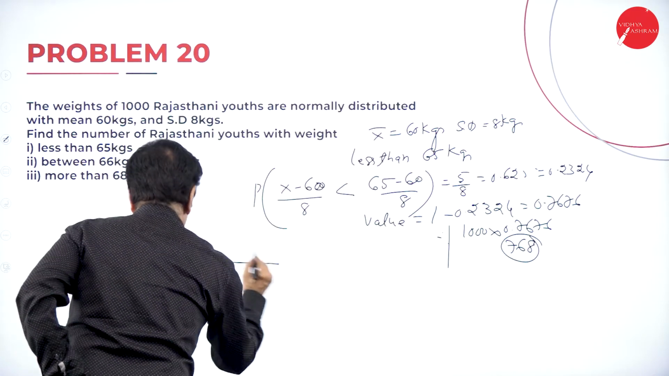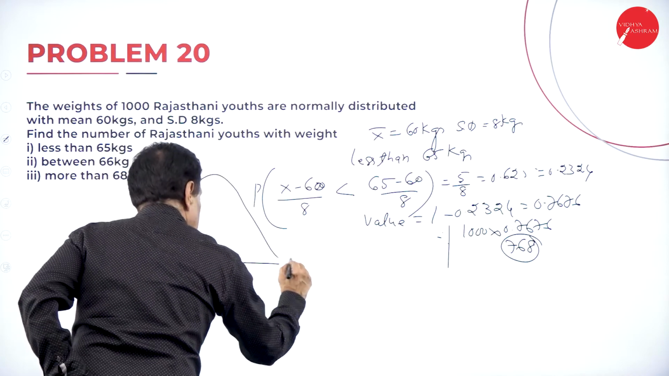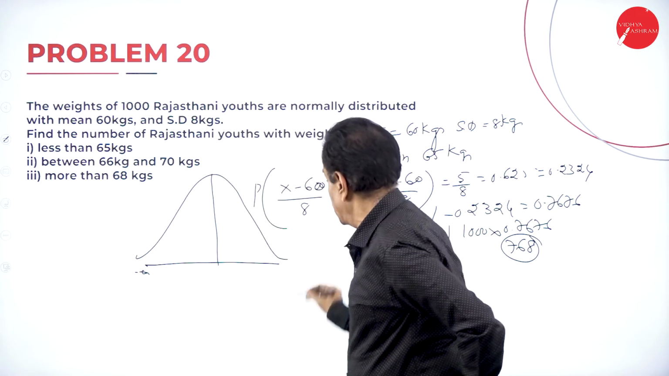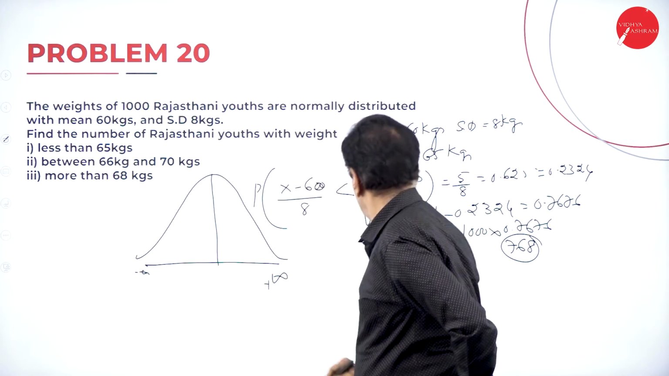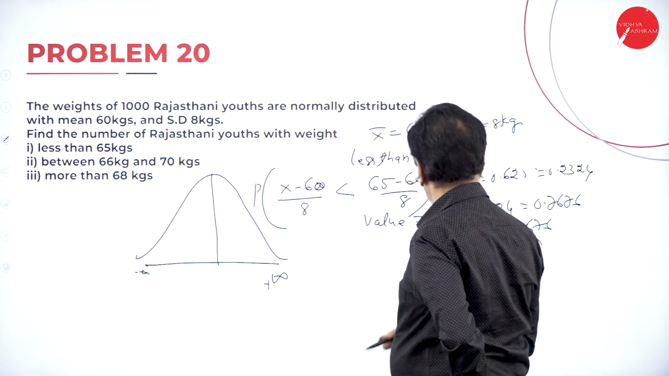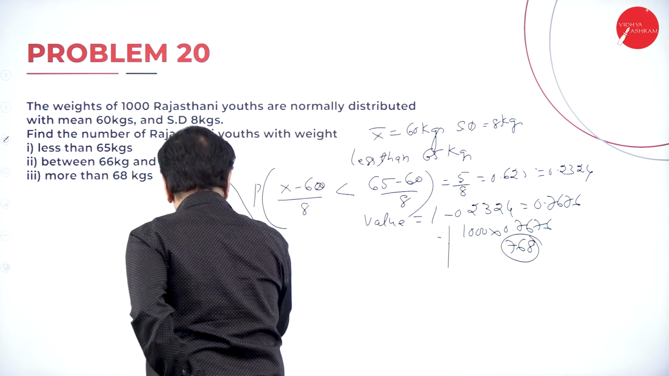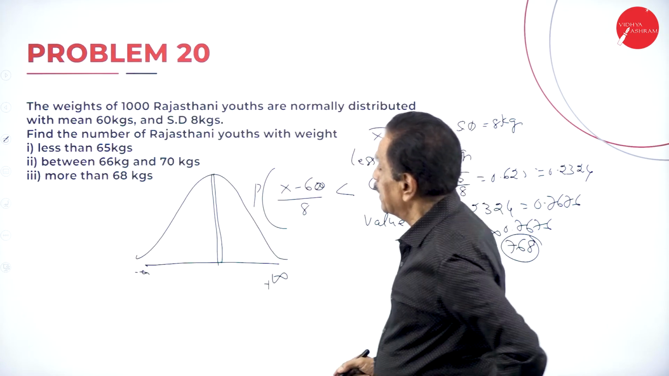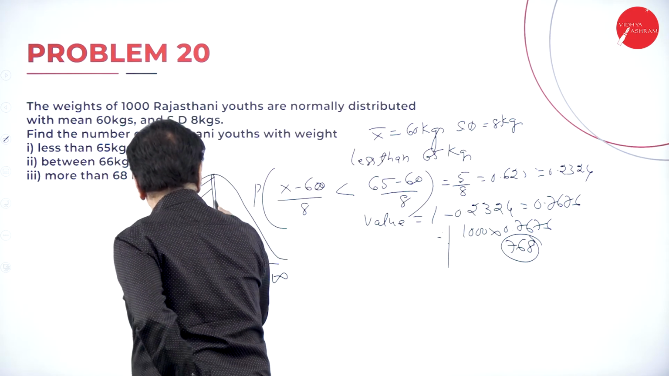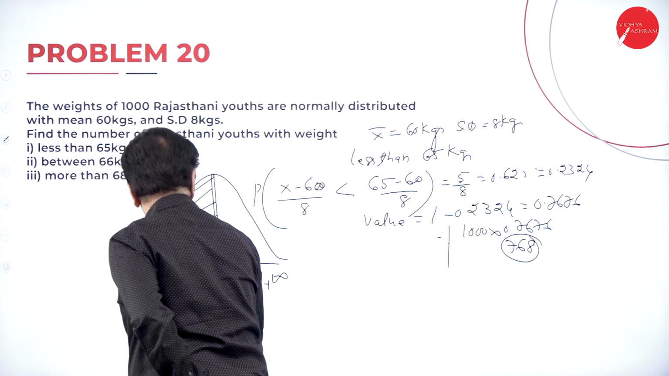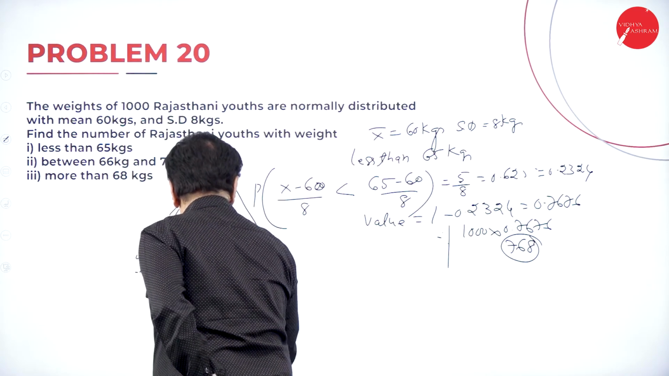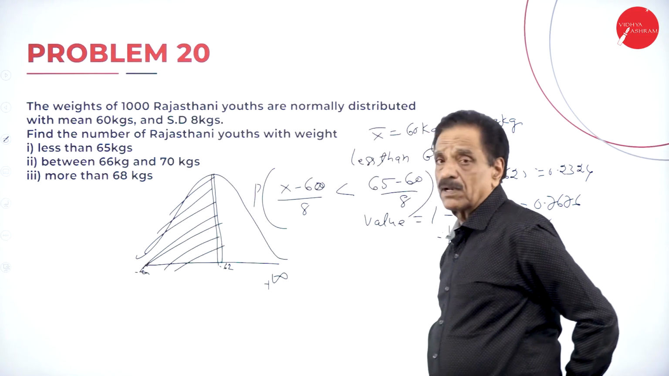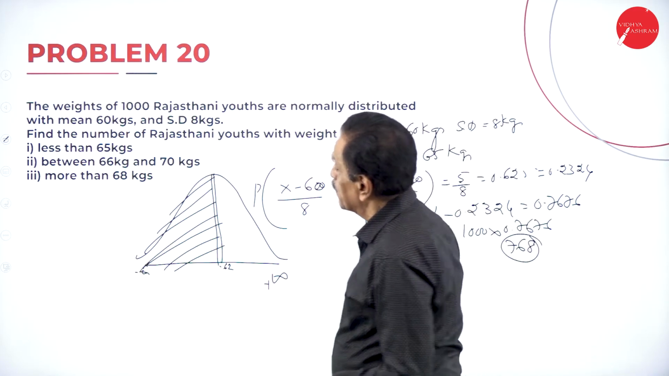Then the normal distribution table. This is minus infinity, this is positive infinity. So what's your value here now? 0.62. It is less than 0.62, less than the normal curve.